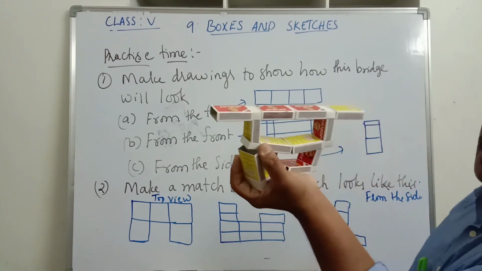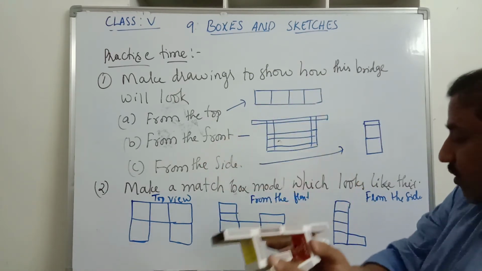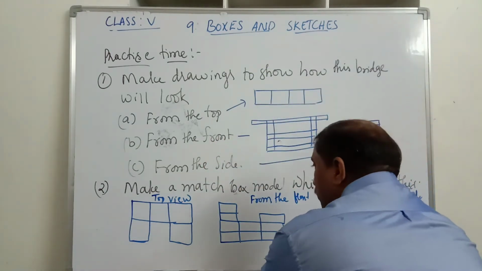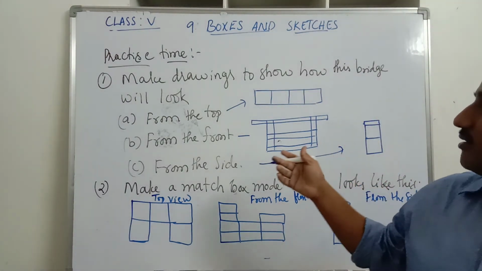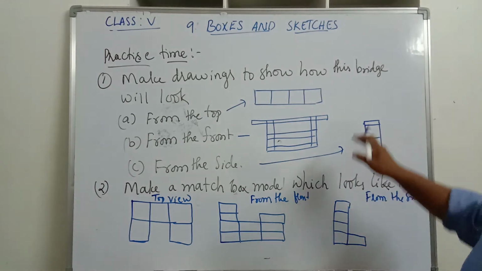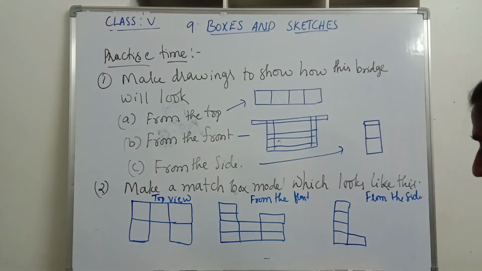So now this will give you what? The side view of this bridge, and this is the top view of the bridge, and this is the front view of the bridge. So like this we can draw the front view, side view and the top view of the bridge, which is drawn in the textbook. That you have to finish up in the classwork.